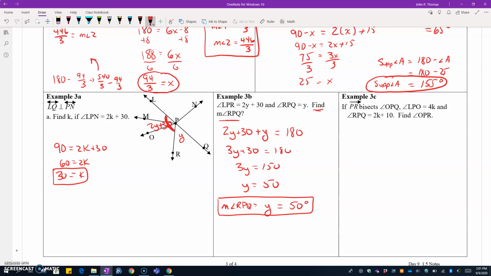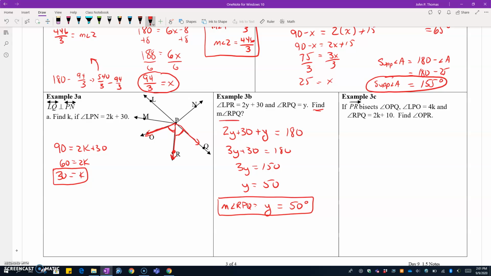Last and not least, example 3C. It looks like we're pointing back to the same diagram, because it's a continuation of that. So I'm going to clear off my diagram. It says PR bisects OPQ. So PR, this ray here, bisects the angle OPQ. Right there, I'm going to make my markings on the diagram, and I'm going to mark those two congruent angles, because bisect implies that it cuts it equally in two pieces, so we have congruent angles coming out of that. It tells me LPO is 4K.